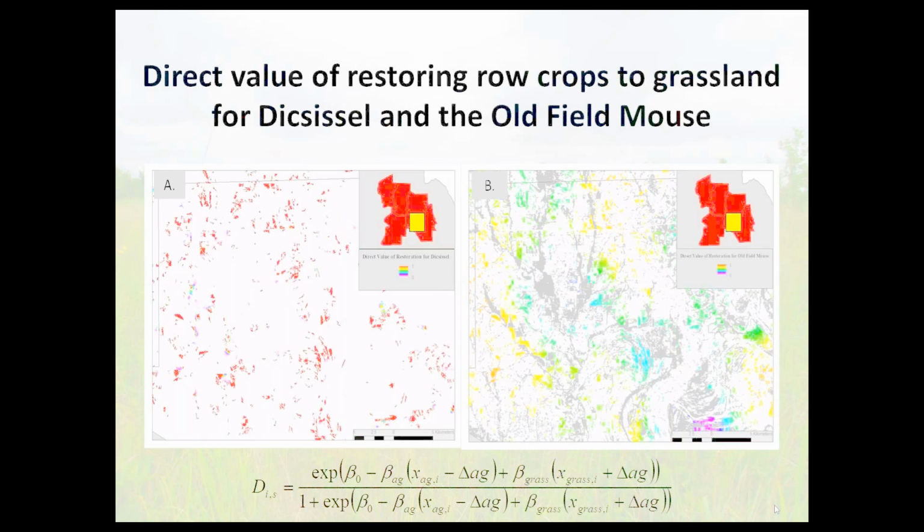So that is the direct value of converting a specific site into a grassland patch from an ag patch for each species. And so on the left here we see that we'd get high direct value at sites like this for Dixisel. The old field mouse had fewer sites that exhibited high value, but basically what we're doing here is avoiding places with woody wetlands in the landscape. And just to note, this is just to have a map that we could study relatively easily. We just took a small portion of that 5-county area to show in these direct value calculations.